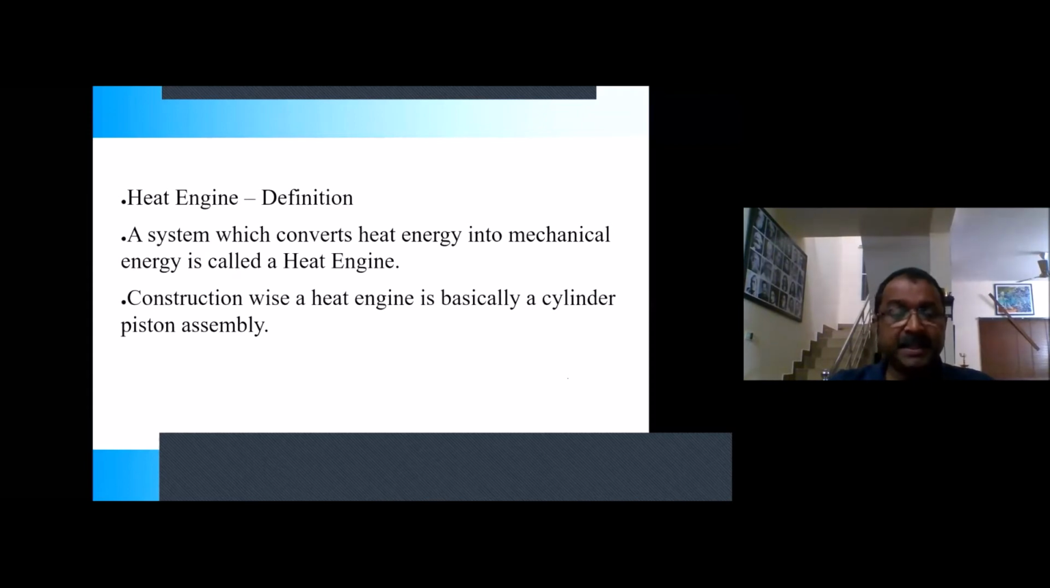By definition, what is a heat engine? A heat engine is a system which converts heat energy into mechanical energy. Construction-wise, a heat engine is basically a cylinder piston assembly: a cylinder and, inside it, a piston. Are you people familiar with a cylinder piston assembly?